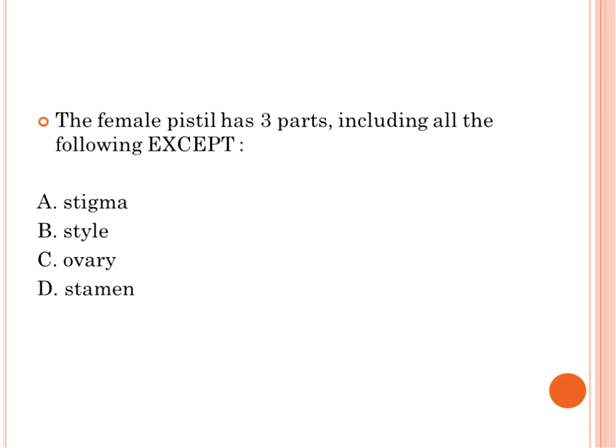What about this one? The female pistil has three parts, including all of the following except. So the female pistil contains the stigma, style, and ovary. So the only one that it does not contain is the stamen, because that's the male part of the flower. Good job there.